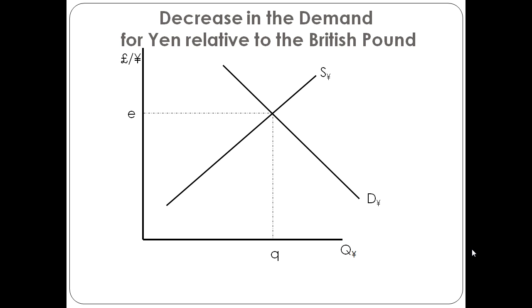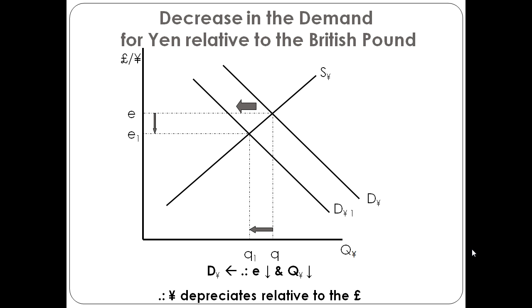We're going to decrease demand, shifting to the left from D yen to D yen 1. You can see that it created a new exchange rate, E1, and a new quantity of yen. So the demand for the yen shifted to the left, which implies that the exchange rate went down and the quantity of yen went down, which implied that the yen depreciated relative to the pound.